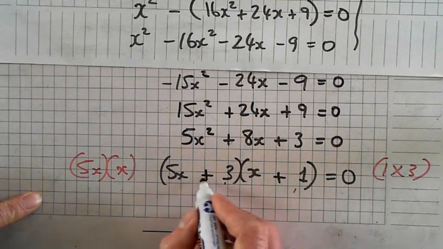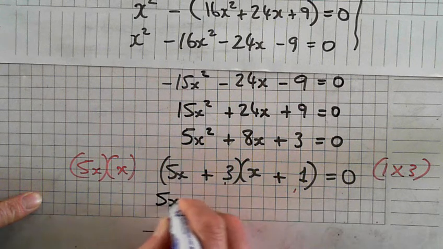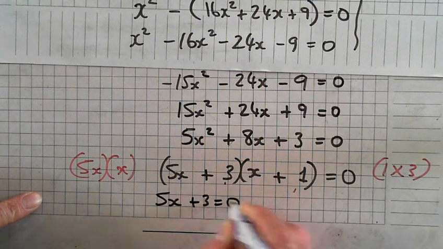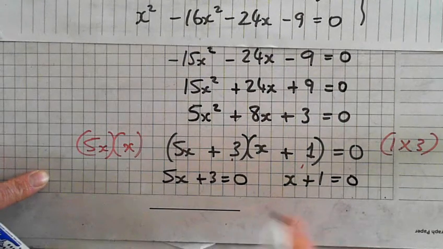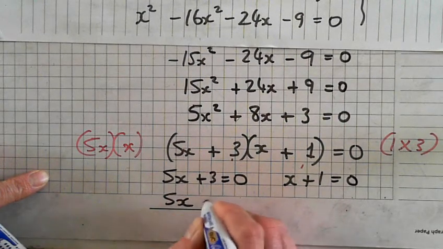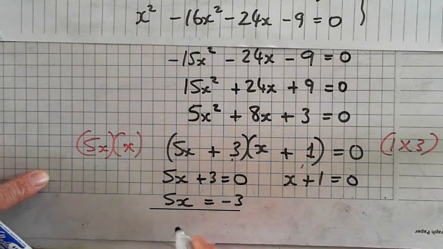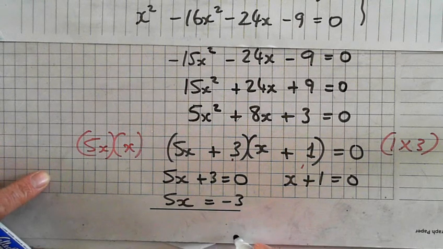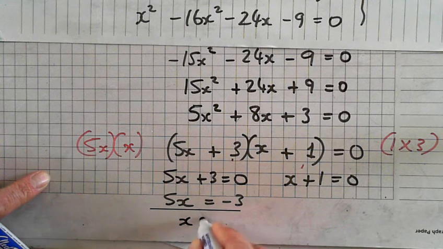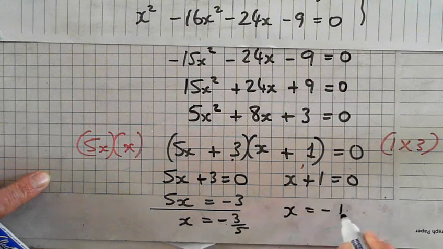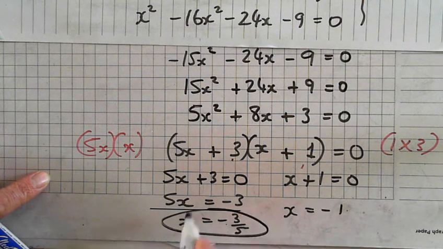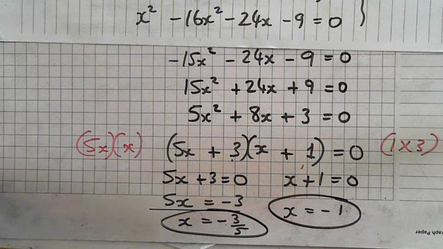Right, so now you've got 5x plus 3 is equal to 0, and x plus 1 is equal to 0. 5x is equal to minus 3. Divide both sides by 5. X is equal to minus 3 over 5. On this side you've got x is equal to minus 1. So that's step 2, a bit longer.